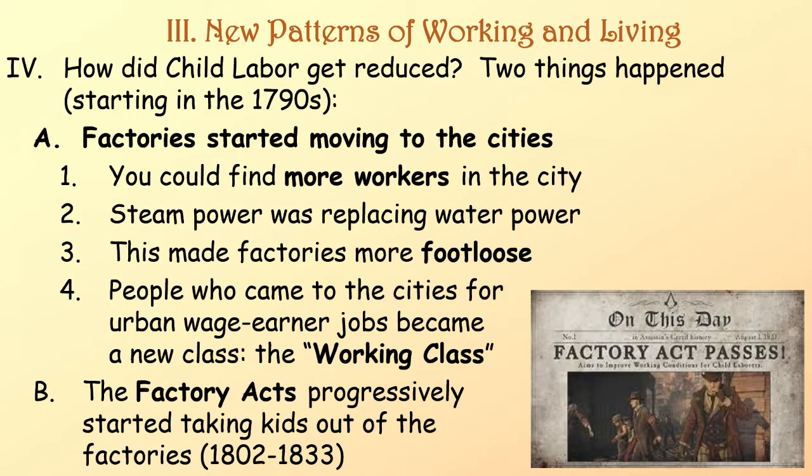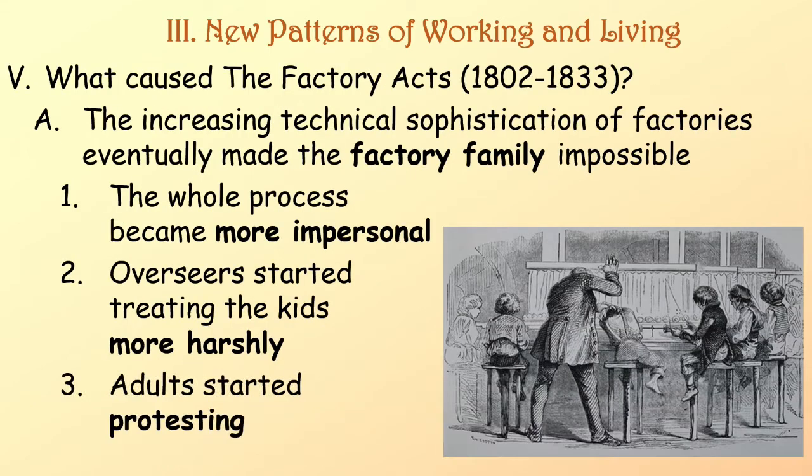How did child labor get reduced? Well, two things happened beginning in the 1790s. Number one, factories started moving to the cities, and you could find more workers in the city. Steam power was replacing water power. This made factories more footloose, and people who came to the cities for urban wage earner jobs became a new class, the working class. The other thing that happened was that the Factory Acts progressively started taking kids out of factories between 1802 and 1833. So what caused the Factory Acts?